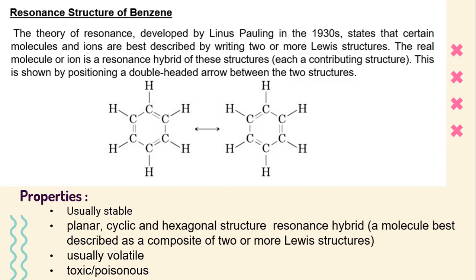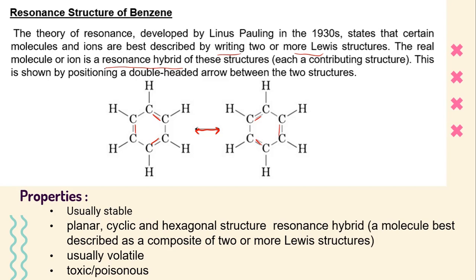So, resonance structure of benzene. We have what we call the theory of resonance. We have mentioned this idea of conjugation, but this is more clearly explained in the theory of resonance. Linus Pauling in the 1930s proposed this theory of resonance, stating that certain molecules and ions are best described by writing two or more Lewis structures. We can draw it like this, or we can draw it also like this. The real molecule or ion is a resonance hybrid of these structures, each contributing structure. This is shown by positioning a double-headed arrow between these two. So we can have either this or this, because in reality, inside the molecule, the electrons just move around.